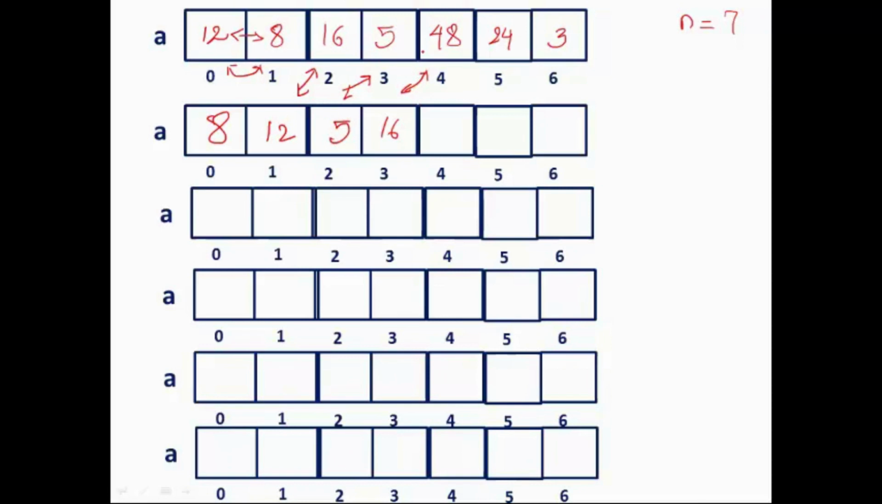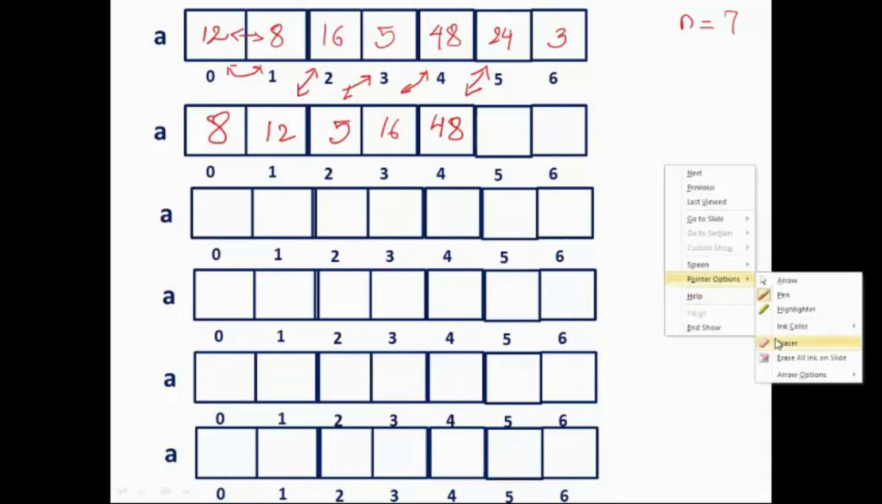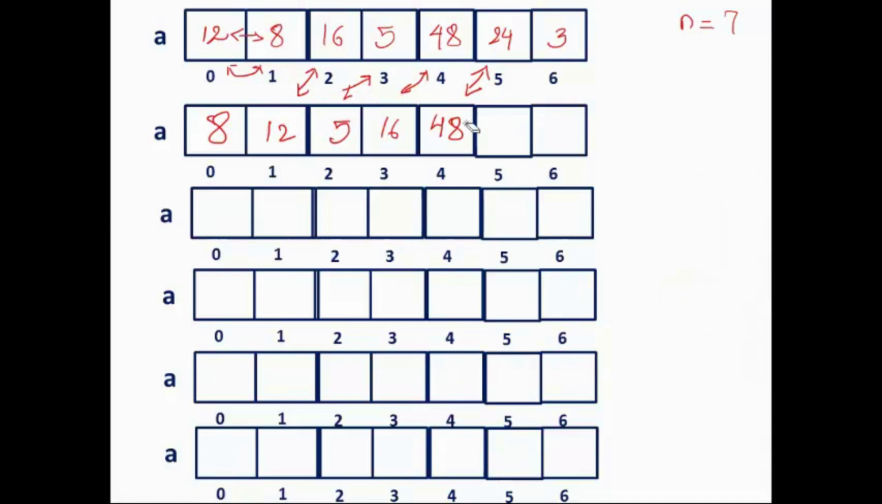For the sequence to be in ascending order, 16 has to come before 48. So ये सीक्वेंस प्रॉपर है, so no change. So 48 stays here only. अब इंडेक्स 4 और 5 का वैल्यूज कंपेयर करेंगे. 48 and 24. For the sequence to be in ascending order, 24 has to come before 48. So this sequence is improper.